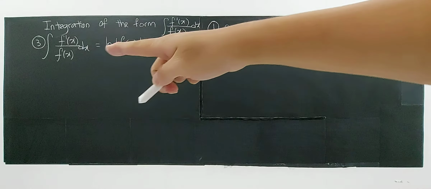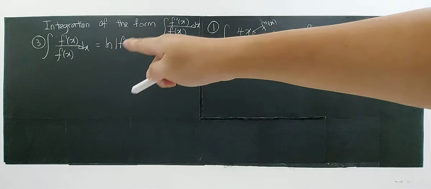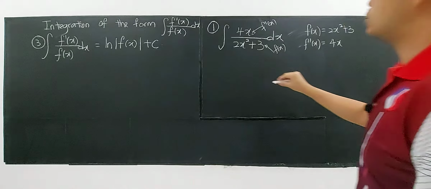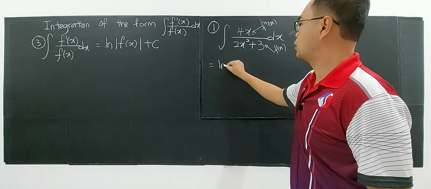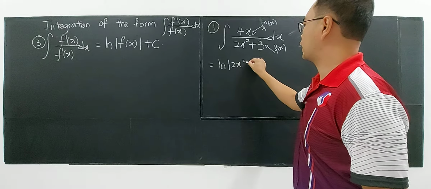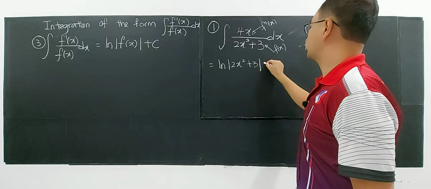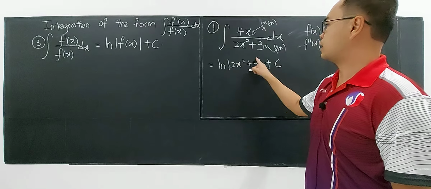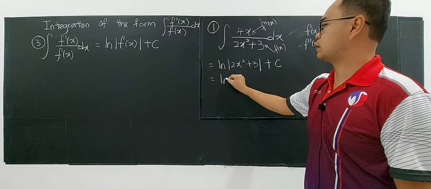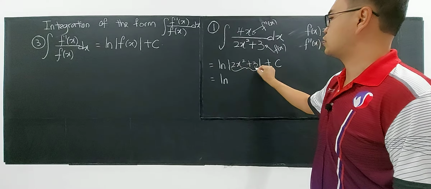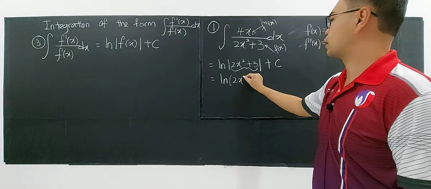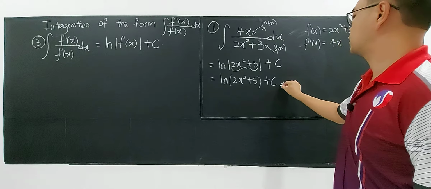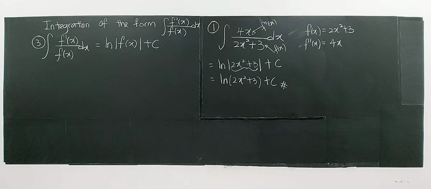So now you can apply this formula. What is the formula? It's ln of the function of the denominator. So in this case, you have ln modulus of 2x squared plus 3 plus c. It is fine if you don't put the modulus in this case, because 2x squared plus 3 is always positive, so I can write ln of 2x squared plus 3 plus c. So this is the answer for this problem.